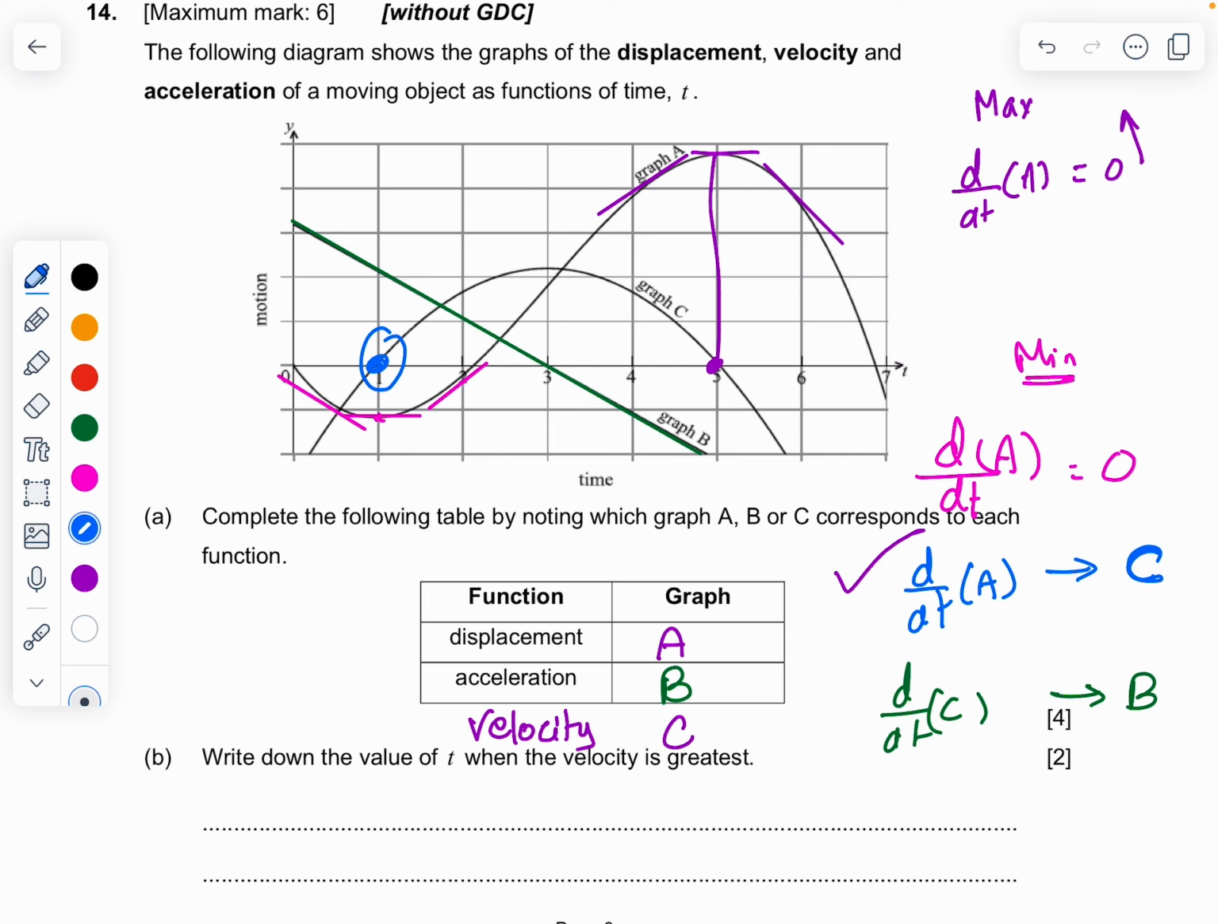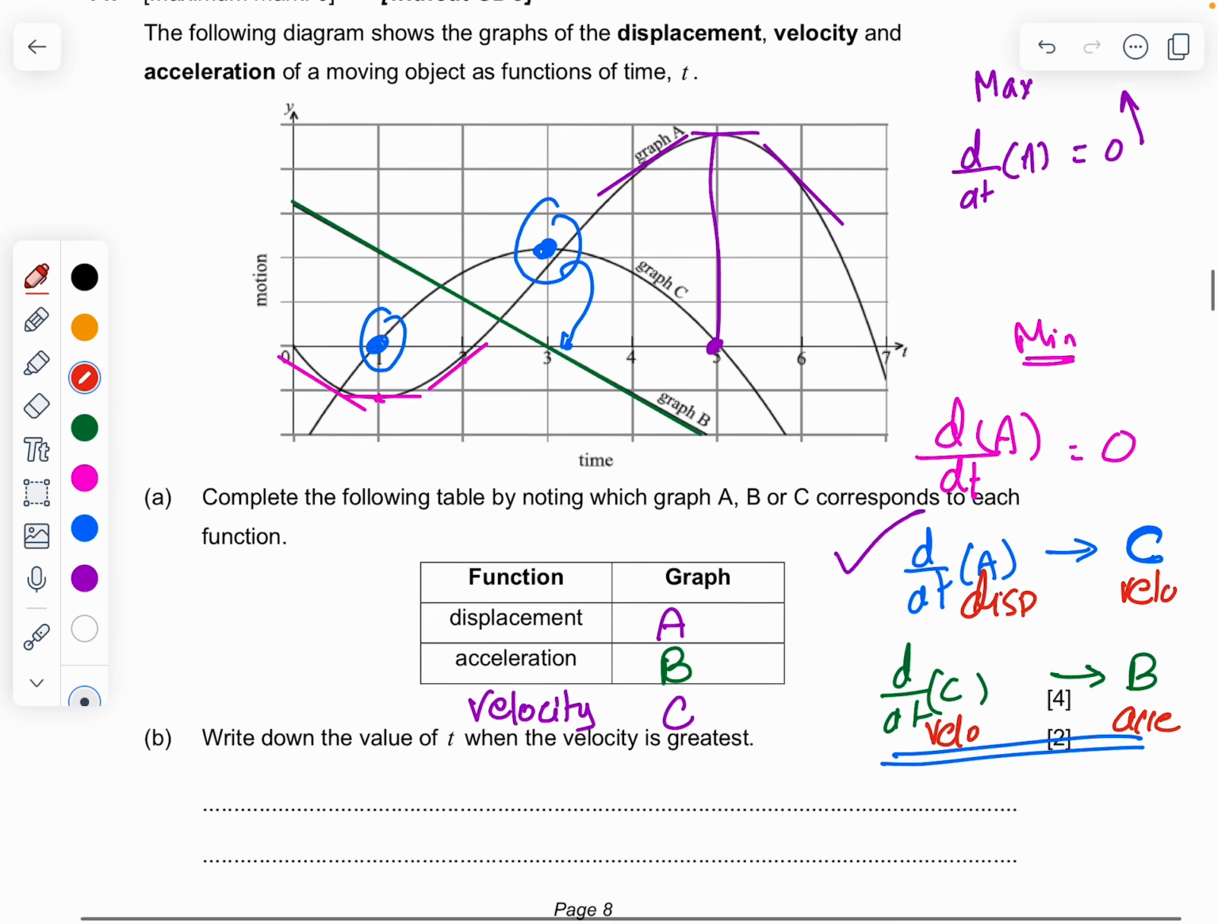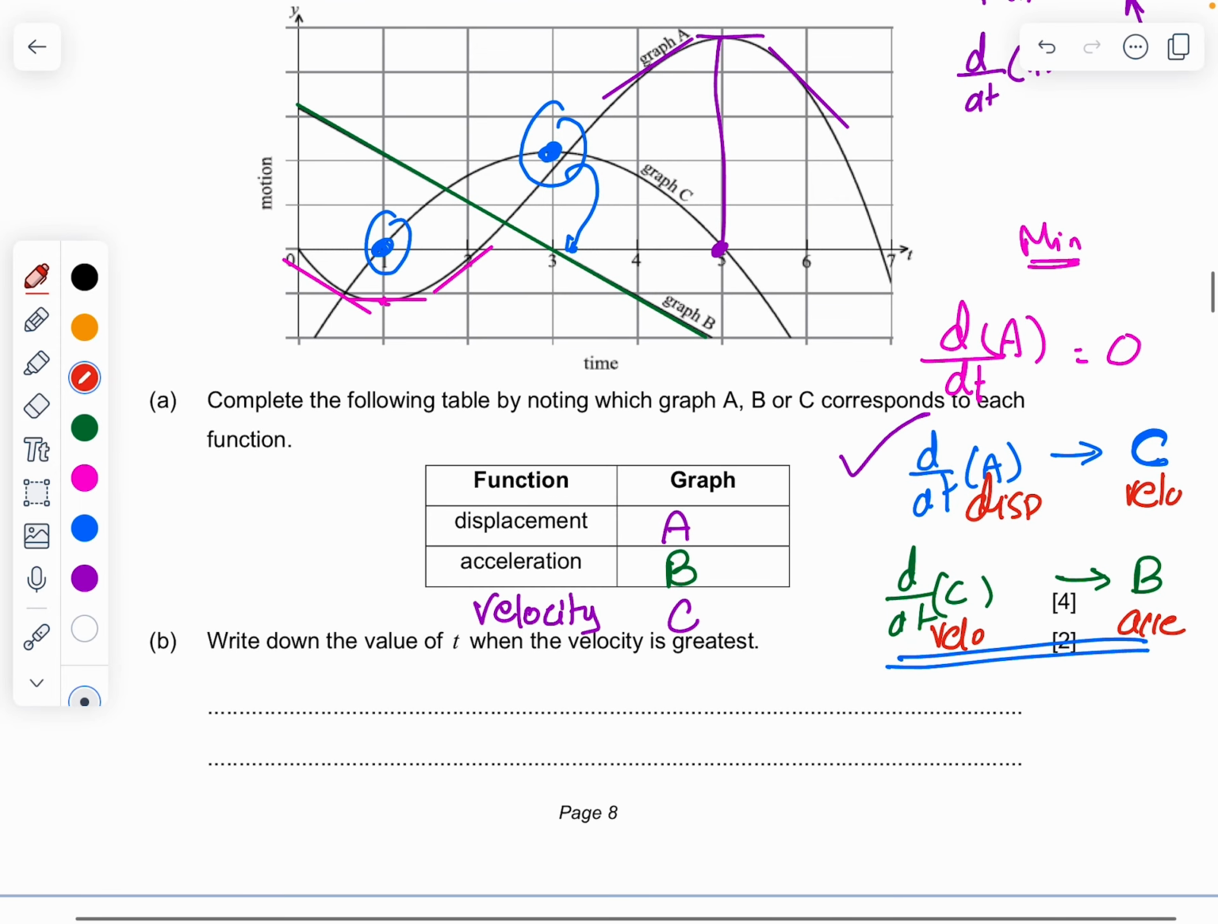And again you can see the derivative of C: if I see the maximum point of C over here, it is 0 for this one. So derivative of C is B. Derivative of A is C. So this should be displacement, this should be the velocity, and if this is velocity, this is going to be the acceleration. So therefore A is the displacement, B is the acceleration, and C is the velocity. Write down the value of t when the velocity is greatest. We can see the velocity is greatest at t equals 3 seconds.